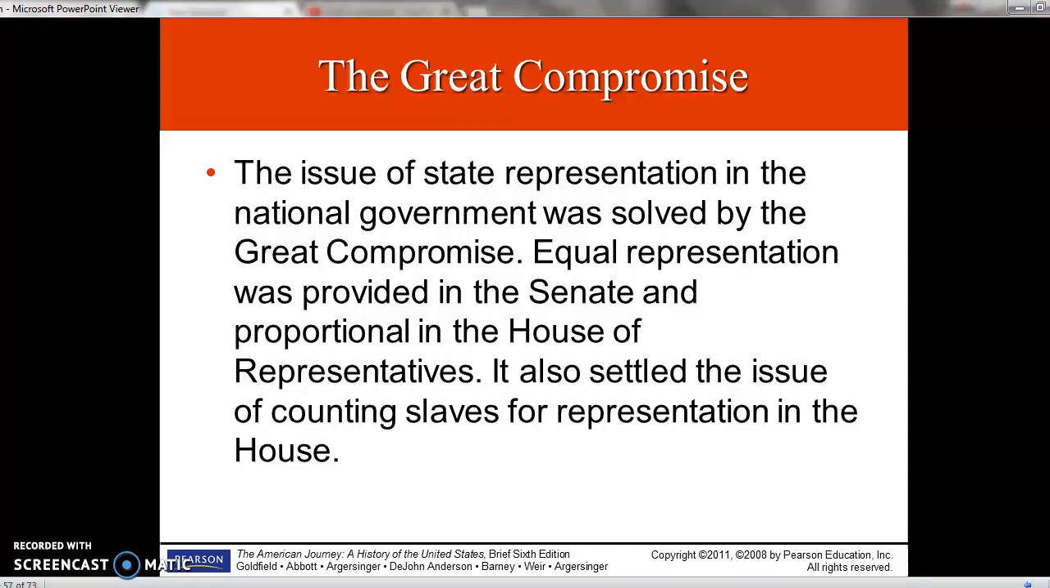So they come up with what's called the Three-Fifths Compromise. And the Three-Fifths Compromise says that for every five slaves, it counts as three for population purposes as well as taxing purposes. So if you want them to count for population, you got to pay taxes on them.